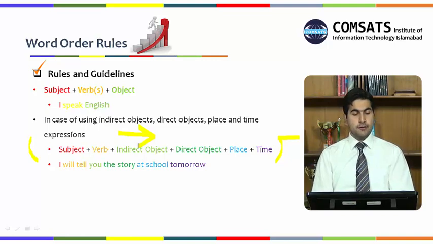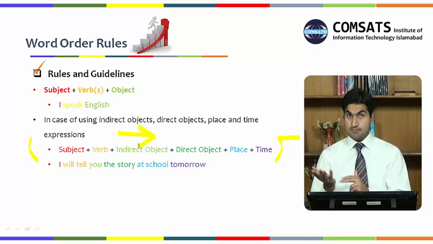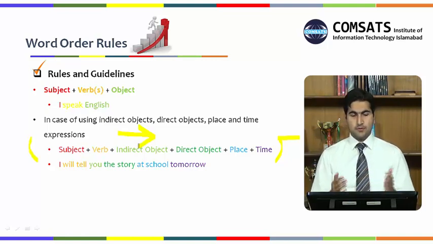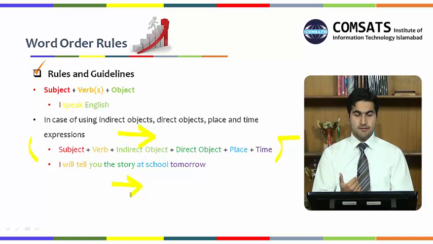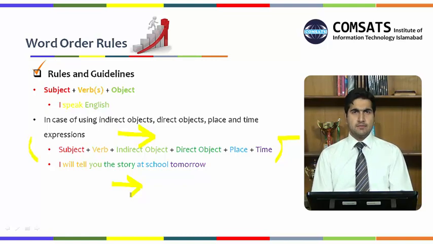And the example, if you look into it, I will tell being the verb, you is the indirect object, the story is the direct object, at school is place, tomorrow is time. So this is the way, if you look at the sentence, everything has been beautifully separated, or I would say segmented for you with colors to understand the way you have to follow the word order. This is the way you order the words to form a sentence. So simple rule, sometimes a bit tricky, but that's the way you have to move ahead. Once again, a bit of practice and you'll become perfect.